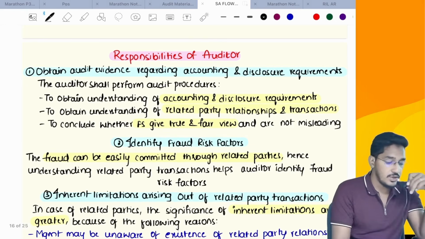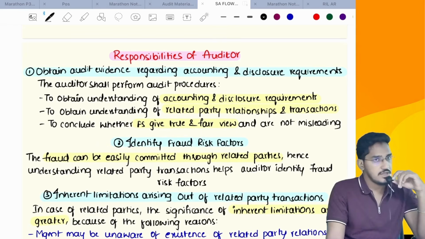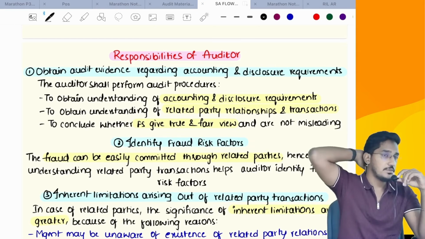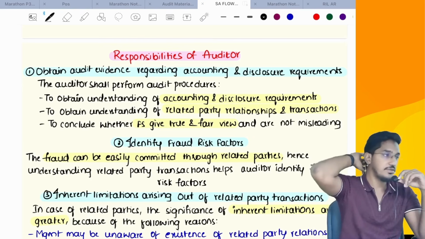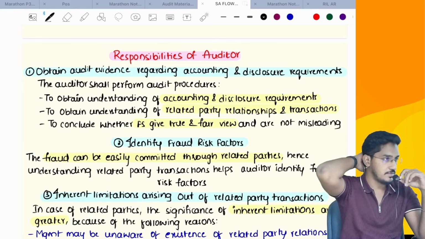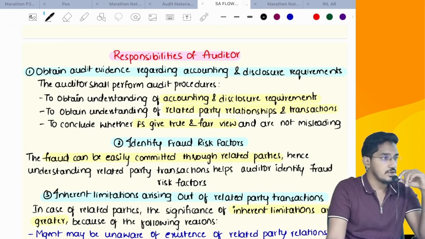Next. See, because of related parties, the chances of fraud are also very high. And once again, if you apply practicality here, in many frauds that have taken place in recent times, in every fraud you will be able to find related parties. They commit this fraud through shell companies. They incorporate these subsidiaries and associates, shell companies, we call them. Just for namesake, they incorporate the companies, and they incorporate them in tax havens, in Mauritius or in the British Islands, like that.